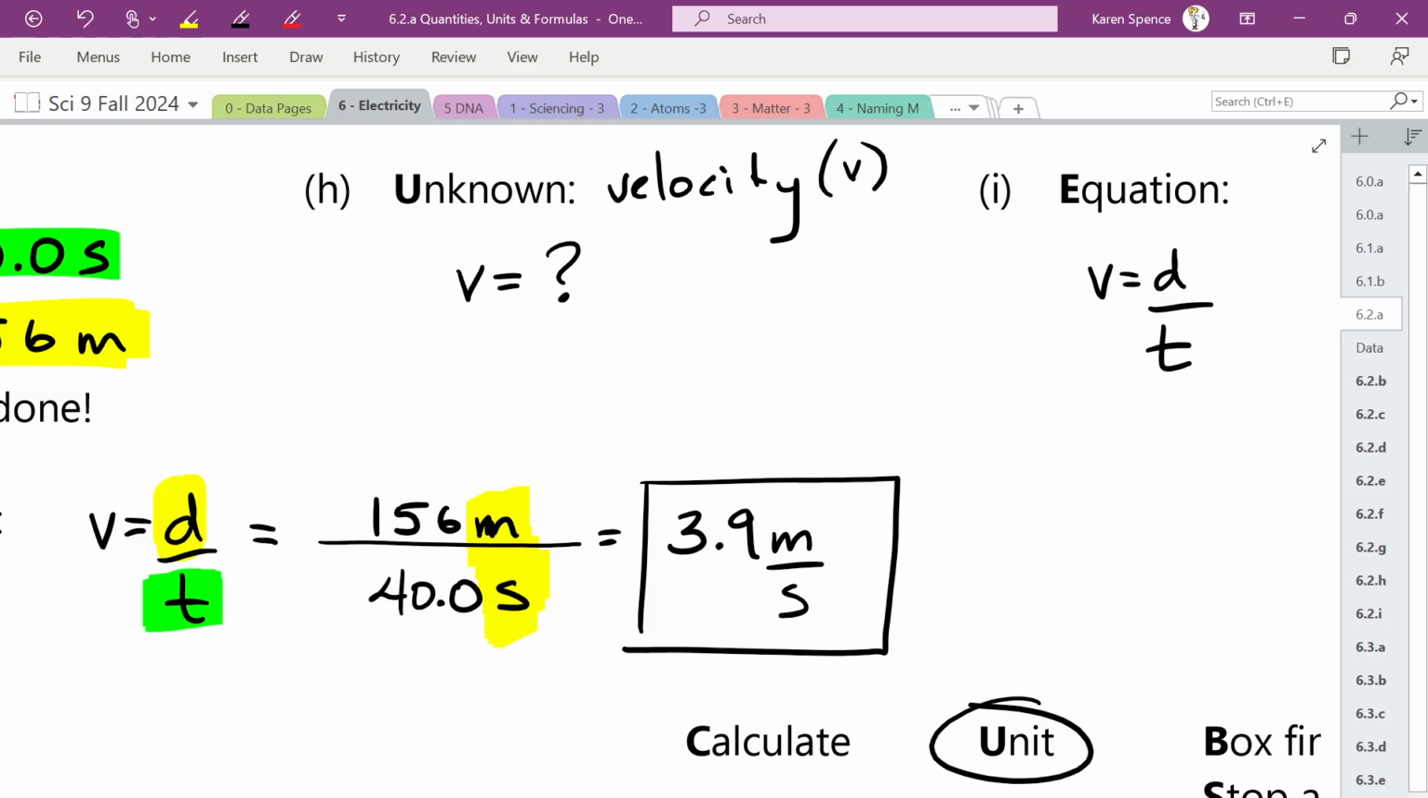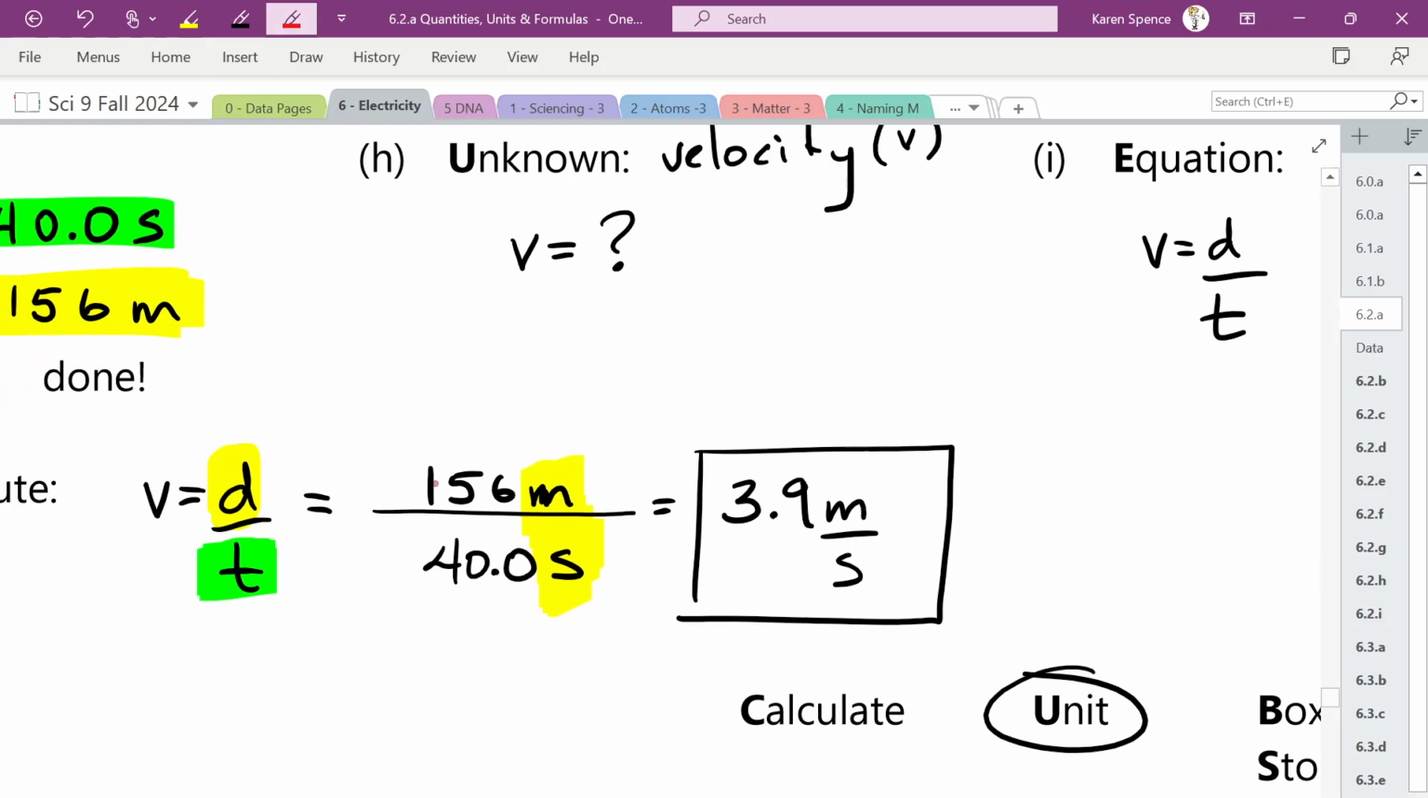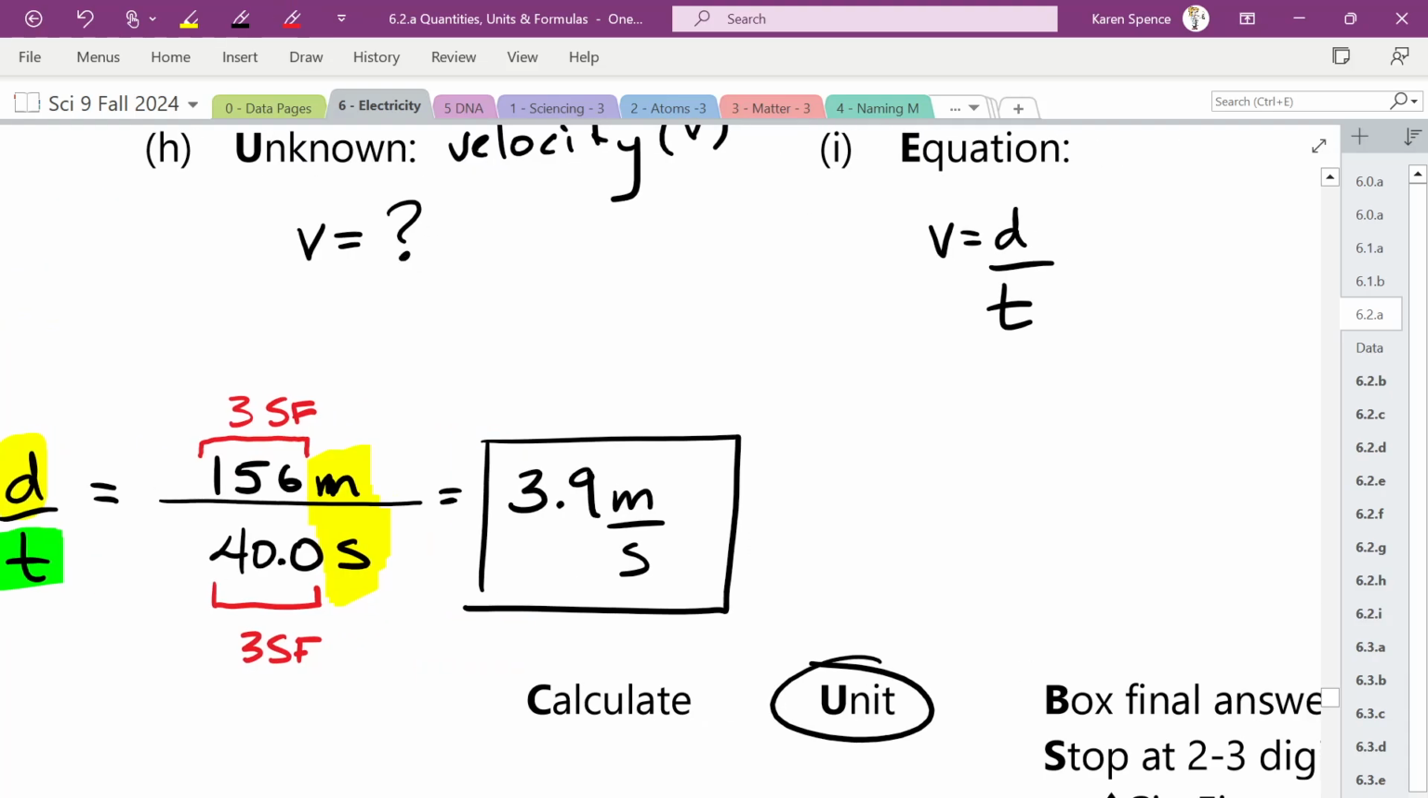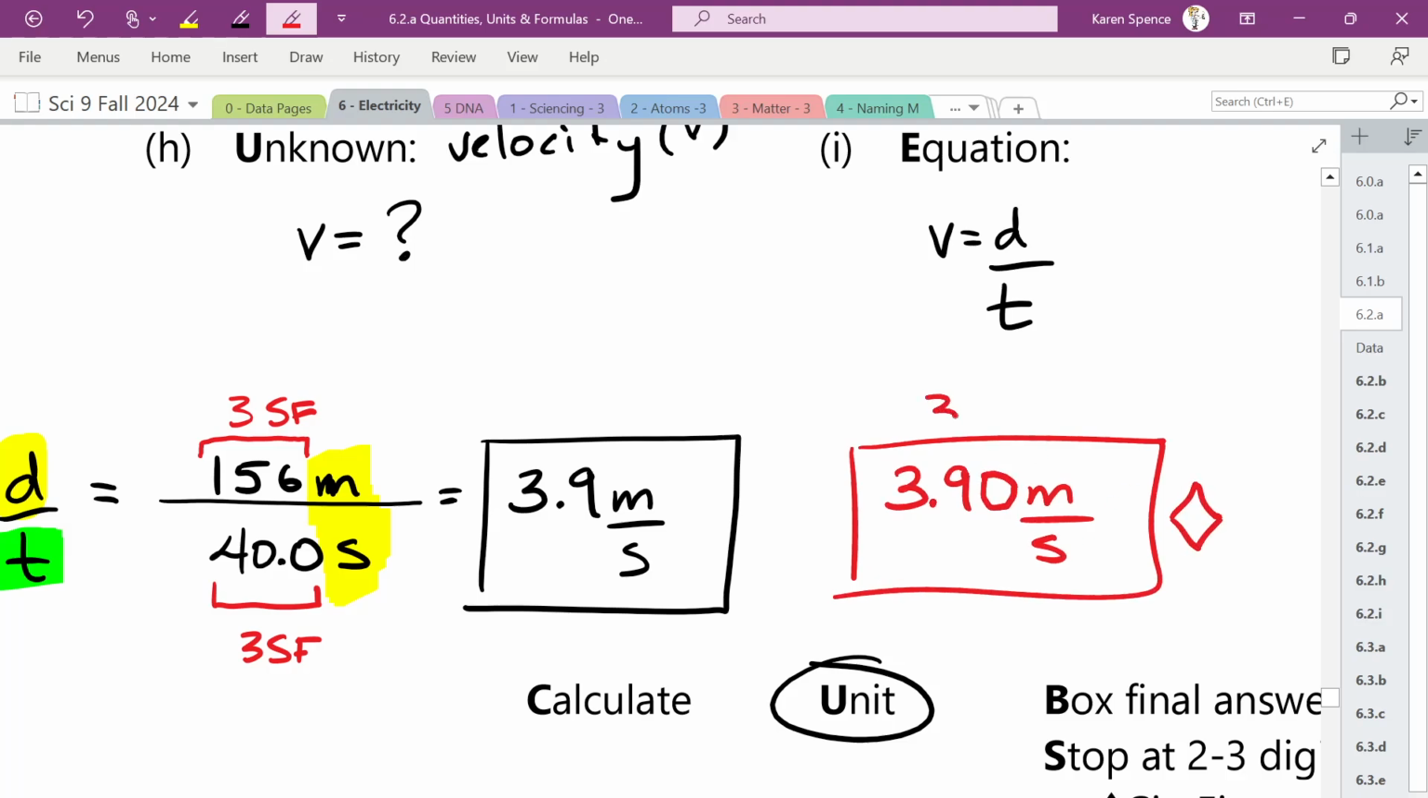If you're interested in the enriched portion, how many sig figs in 156? 3. How many in 40.0? 3 sig figs. So how many sig figs do we need in our answer? 3. So instead of 3.9, it would be 3.90 meters per second, and that is our enriched answer. Okay? But for most of you, you'll probably be like, 3.9 looks good, and that's just perfect.